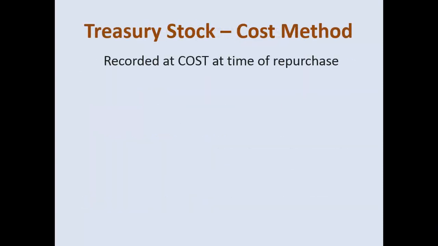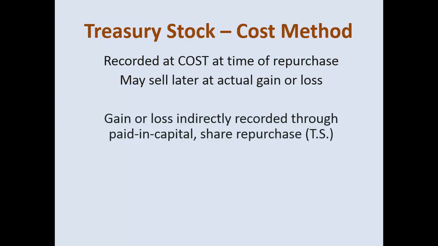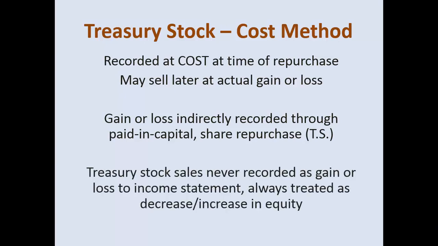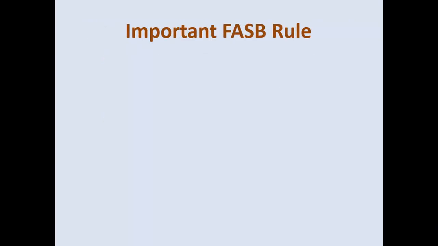So looking at the cost method, or otherwise called the treasury stock method, it's recorded at cost at the time of purchase, so it's kind of like buying an asset. You may sell it later at an actual gain or loss, but there's a special rule. You're not allowed to record a gain or a loss on the income statement, even though in reality it could occur. You could buy it at its cost. Let's say you buy it at $10 a share, later sell it at $12 a share. In reality, you have a $2 gain, but you're not allowed to call it that. Instead, you record that $2 gain directly in an equity account. And that is a special rule.